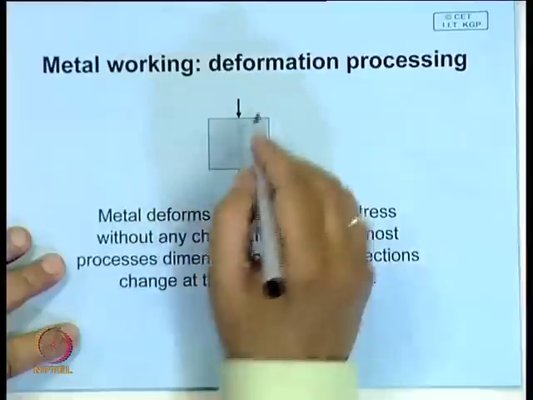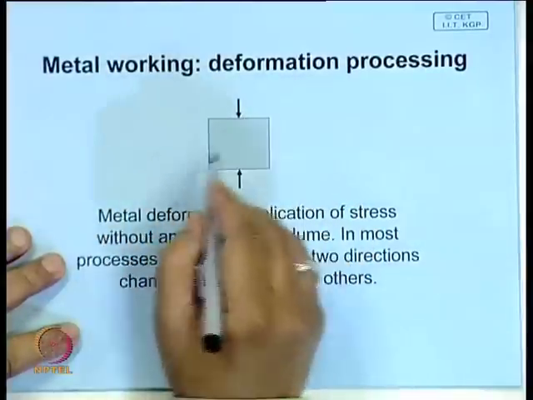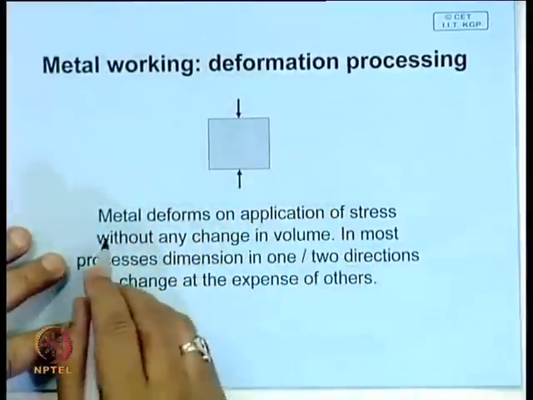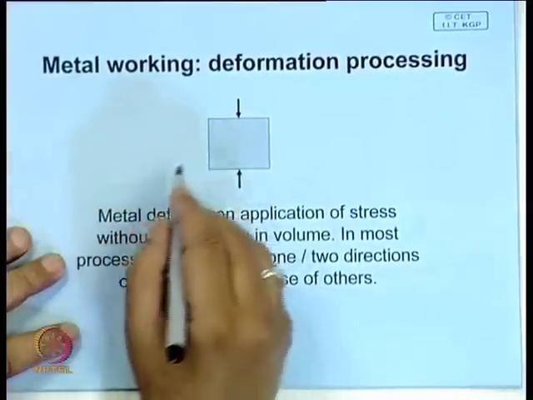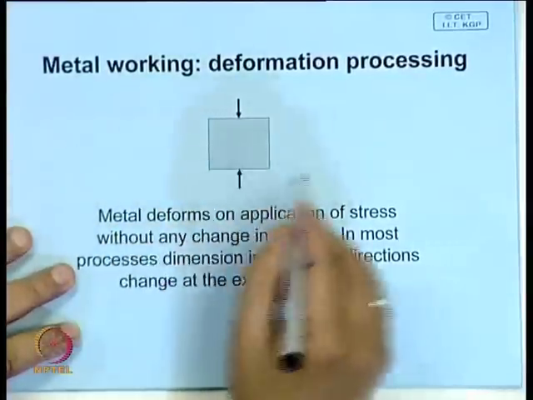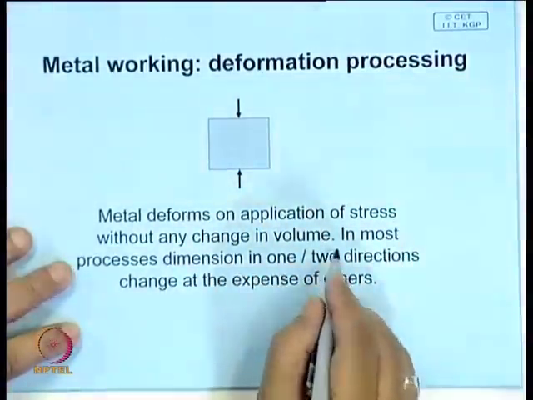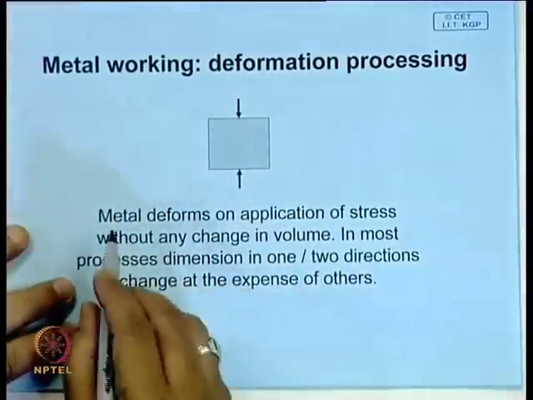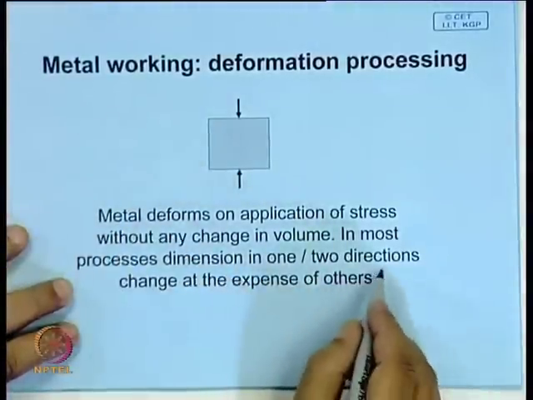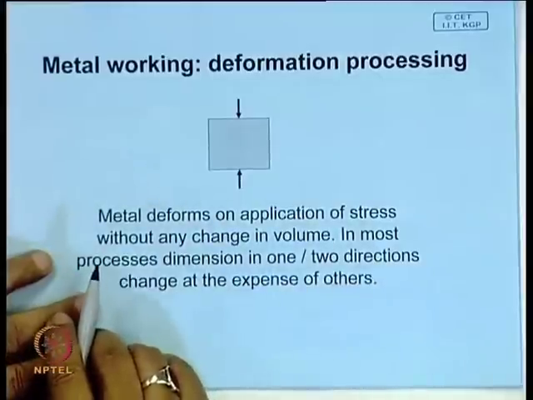Good morning. We have been discussing metal working deformation processing. Last class we primarily looked at the effect of pressure or load that you apply on a material and how the resultant deformation takes place. And you will see that metal always deforms with the application of stress, but there is no change in volume. Now, in most processes you will find dimensions in one or two directions change at the expense of others.